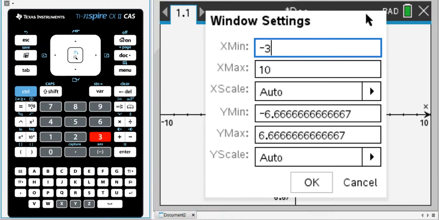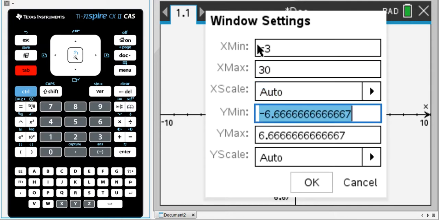Again, out of habit, I like to make the x minimum about 10% of my right side less than 0. So if I'm going up to 30 on the right, then I'm going to go down 3, because 3 is 10% of this. I'm going to move left 3 on the x-axis. This will allow the y-axis to remain visible on our graph.